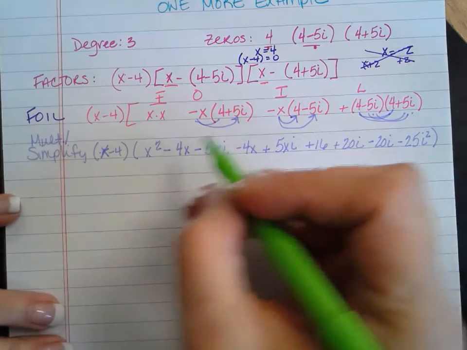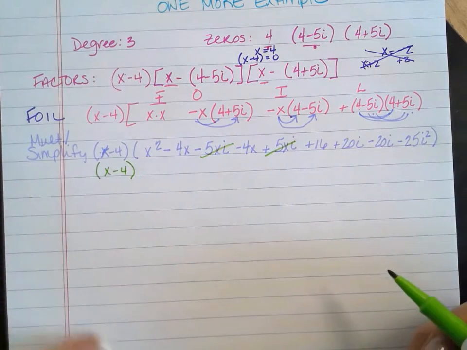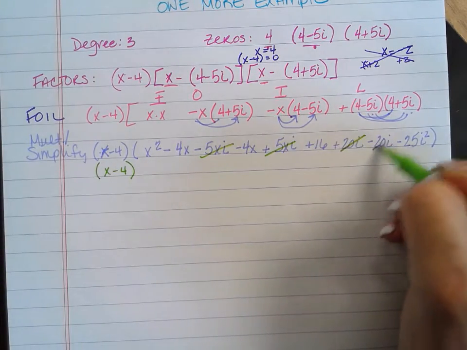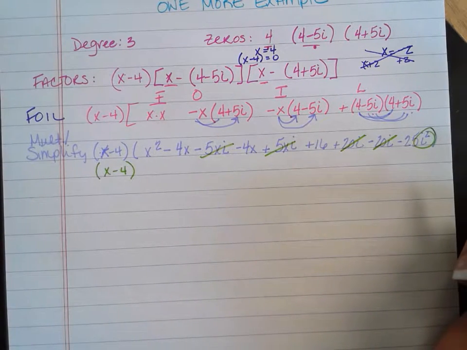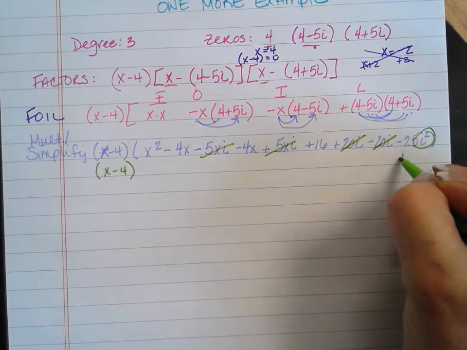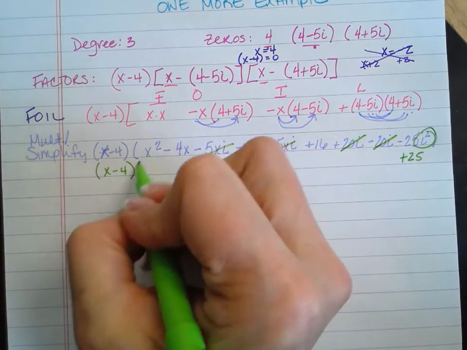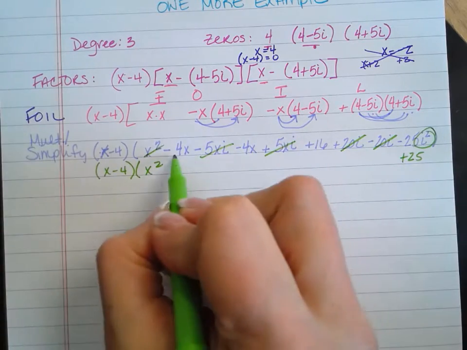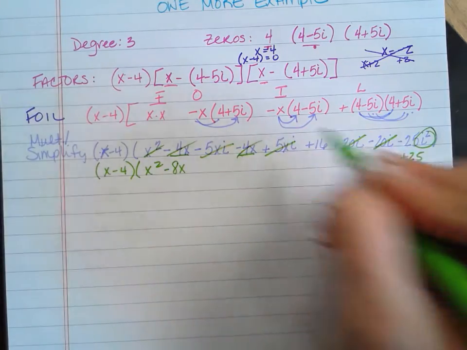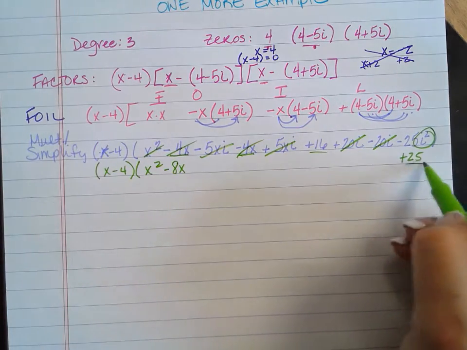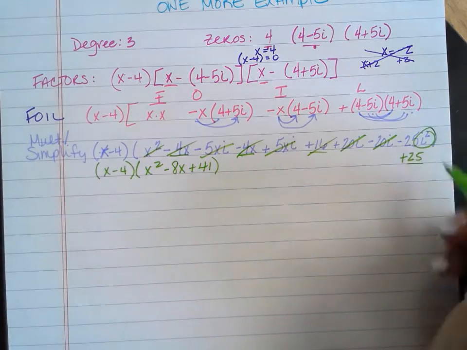Alright, so let's simplify. That cancels with that one. My i's go away there, perfect. What's i squared equal to? Negative 1, so that gives me a positive 25. So what am I left with? I have x squared. This 4x and that 4x gives me negative 8x. And then I have 16 and 25, which is plus 41.